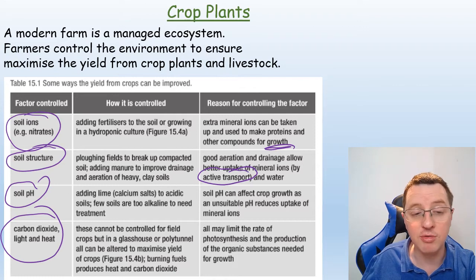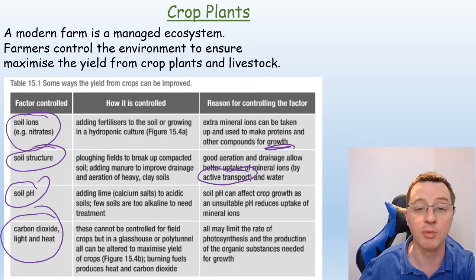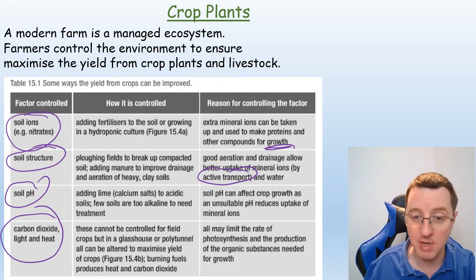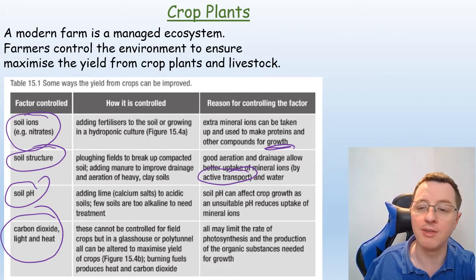In fact, if you increase the temperature up to the optimum amount, the carbon dioxide levels up to the optimum amount and the light levels up to the optimum amount, then the rate of photosynthesis is going to increase massively, and therefore more biomass will be created by the plants and they will grow faster and better, which again is very good for human consumption.